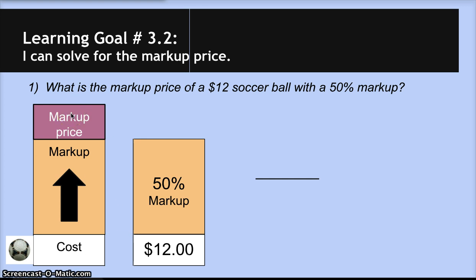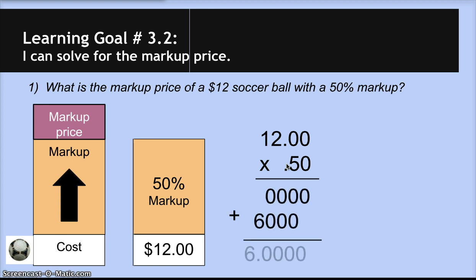Let's solve our problem. So our first step, if you remember in the diagram, is multiply the money, which is $12, times the percent, which is 50%. Here we are. So $12, and 50% is converted into 0.50. Why don't you pause and solve our problem. Welcome back. So we got 6 and 4 zeros.